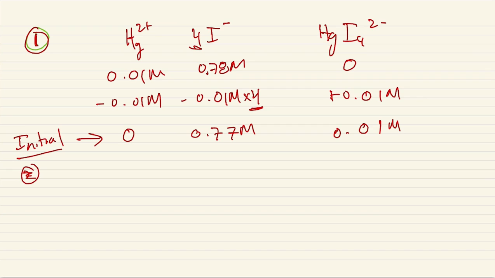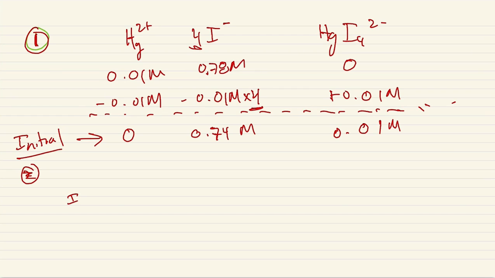Wait, why is it 0.77 instead of 0.74? Oh yeah, you're right, because I forgot the 4. Yep, good catch, because it's times 4. 0.74. So all I did was I just added these 2 rows to get that answer.